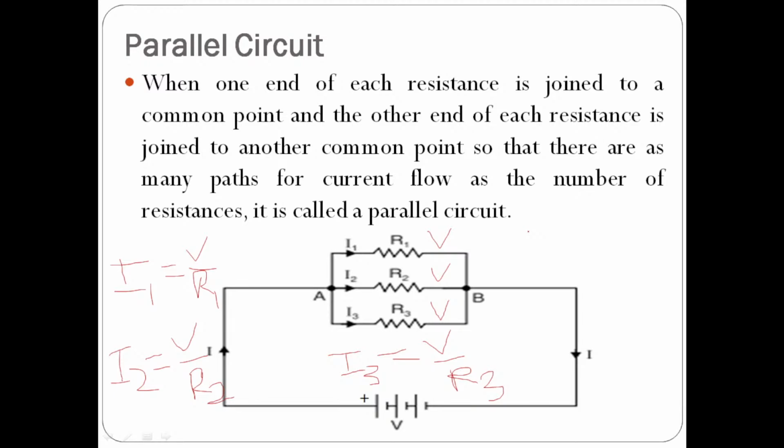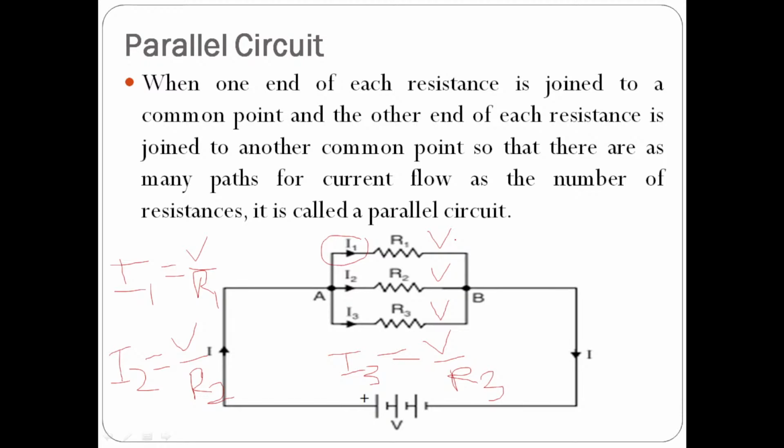So simple. What is the current I1? I1 is equal to V by R, we know Ohm's law. So I is equal to V by R. So I1 equal to V by R1. I2 equal to V by R2. I3 equal to V by R3. So what is I equal to? What did I say?